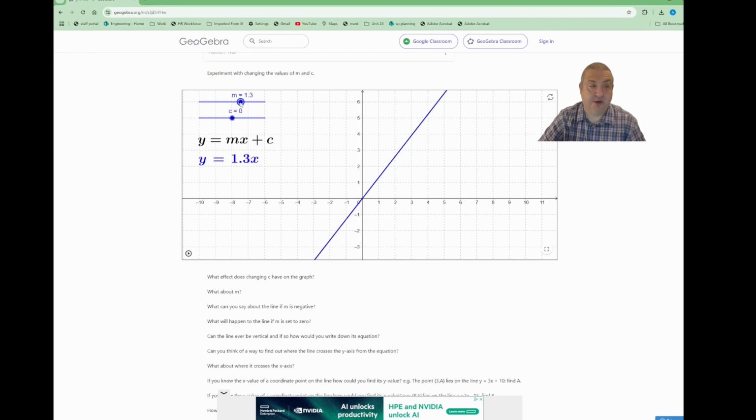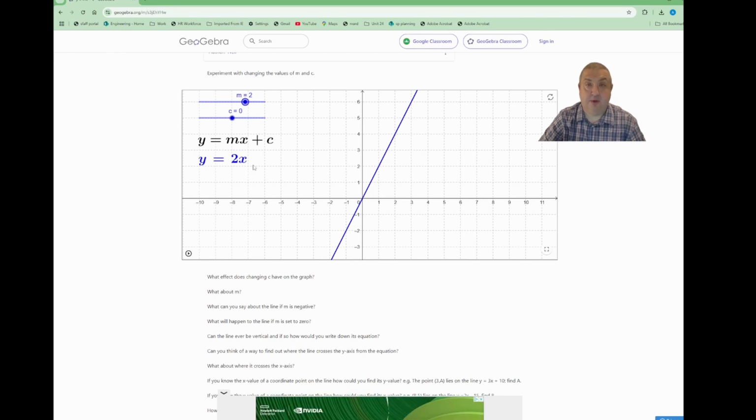So if we move this to 2, okay, now y equals 2x. So if x is 1, then 2 times x is equal to y. So 2 times 1 is 2. If we go along here to 3, well, 2 times 3 is 6. So if we go up here, y is 6, which is correct.